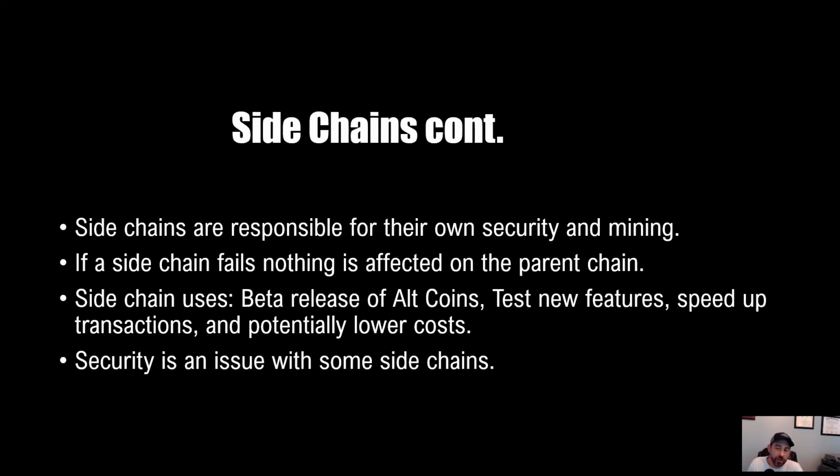So side chains are responsible for their own security and mining, right? If a side chain fails, nothing is affected on the parent chain. Some uses of side chains: beta releases of altcoins. Sometimes people will test new features. Side chains may be able to speed up transactions, and there may potentially be lower costs involved in using side chains. The problem with side chains is security is an issue with some of them. Again, they're responsible for their own security.